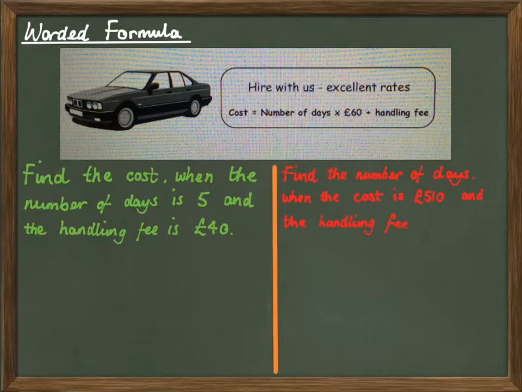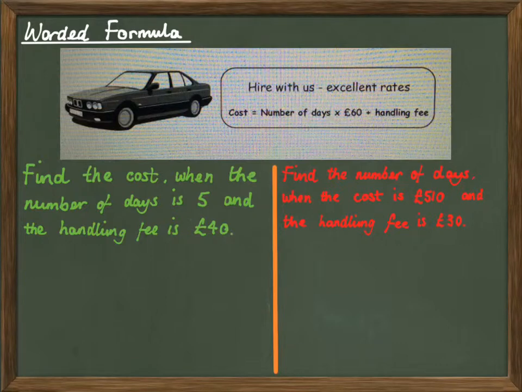Okay, so you've got three different things here. You've got the cost, you've got the number of days, and you've got the handling fee. The £60 is constant, so that stays the same. You've got two parts to the question. On the left is part A, and this tends to be the easier part of it, so to speak. And then on the right is part B. This is slightly harder because you're working backwards. Okay, so we'll have a look at part A first of all.